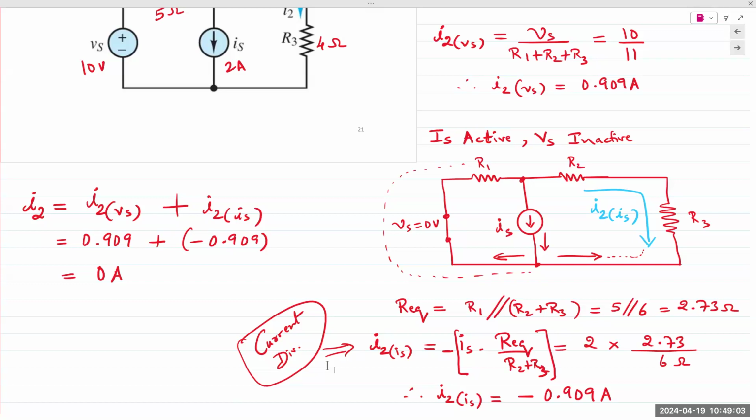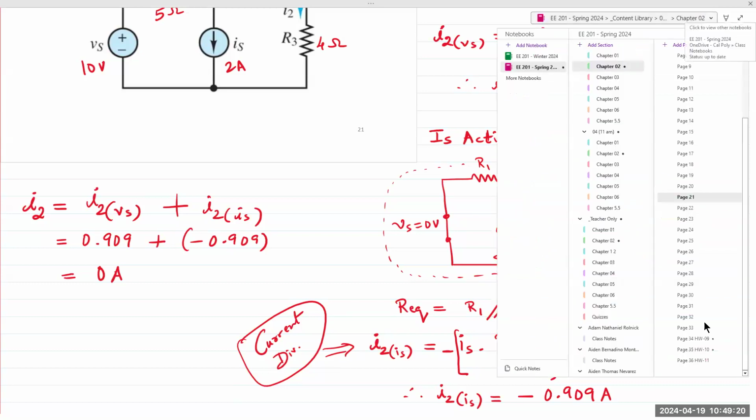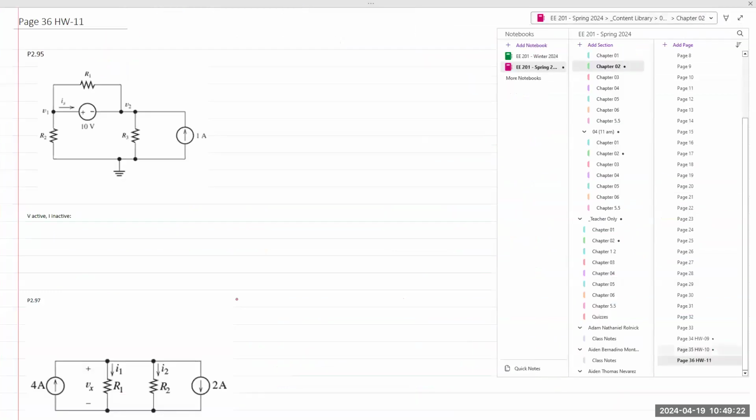All right, any other questions? So again, superposition, you analyze with only one source active at a time. Superposition homework only has two problems. You can knock it out in under 30 minutes. So I'll go over those two problems right now. If you don't have any class after this, you could possibly knock it out right now.